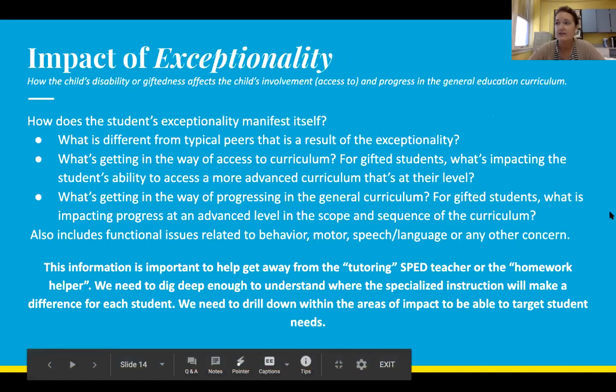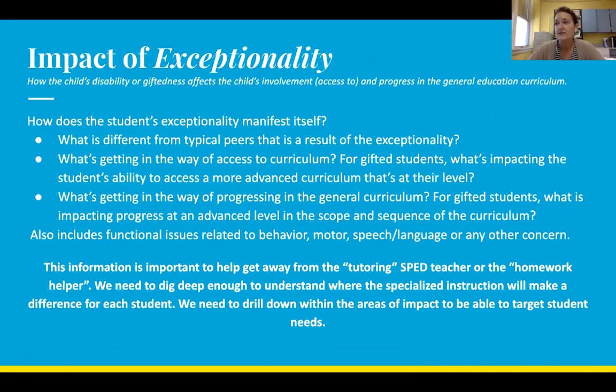Impact of exceptionality. So this is how the child's disability or giftedness affects the child's involvement, access to, and progress in the general education curriculum. So some things to consider are what is different from typical peers that is a result of the exceptionality. How does that impact access to curriculum? How does that impact progress in the general curriculum?